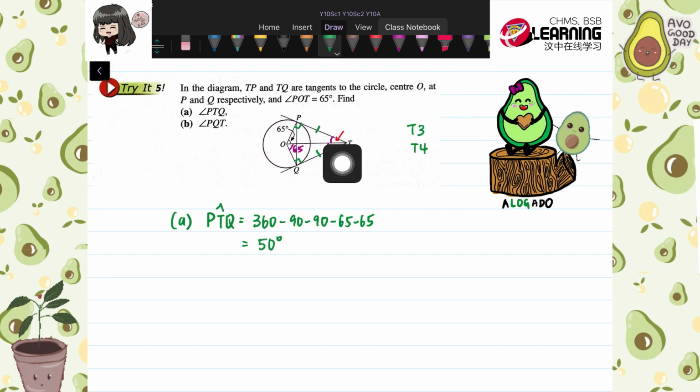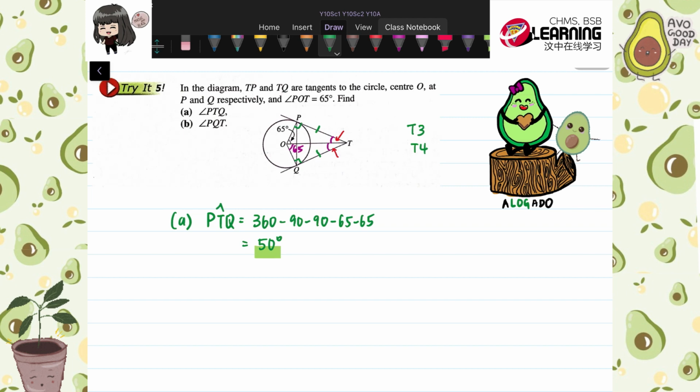Or you can think like this. In this quadrilateral, since this is 90 and this is 90, these two angles plus together will be 180. So what you need to do is just use 180 minus 65 minus 65, then you will get this, also okay. But if you don't understand that one, it's okay. You just stick to this one, also okay. Right? Okay, so the answer is 50.